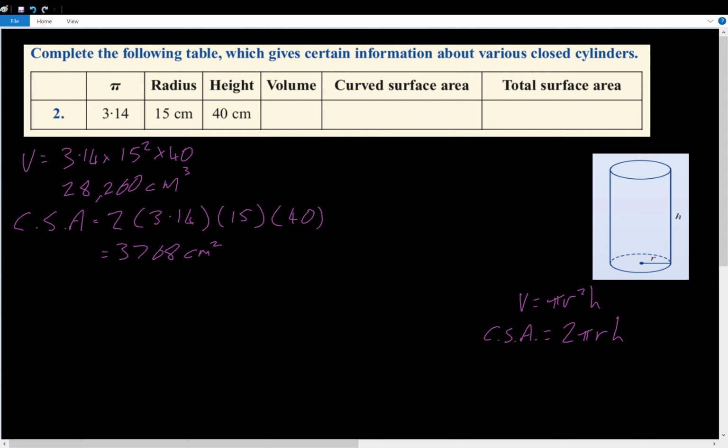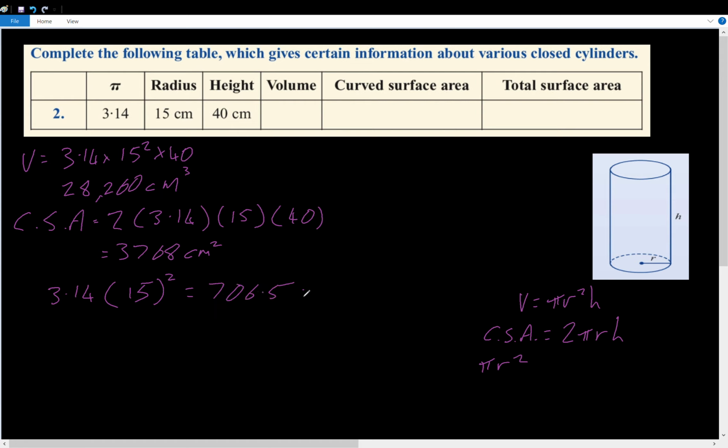Now the last bit of information we're asked for is the total surface area. The total surface area of a closed cylinder is going to be what you get when you add up the curved surface area and the area of the two circular ends. So we need to get the area of one of the circular ends, which is going to be pi r squared. So one of our circular ends is going to be 3.14 times 15 squared. And that is going to give us 706.5.